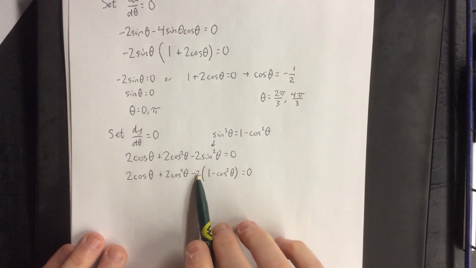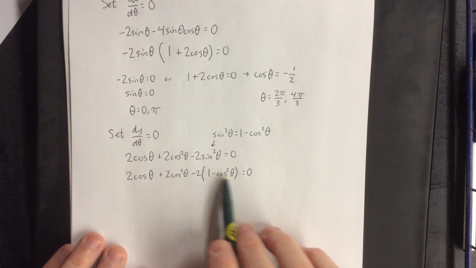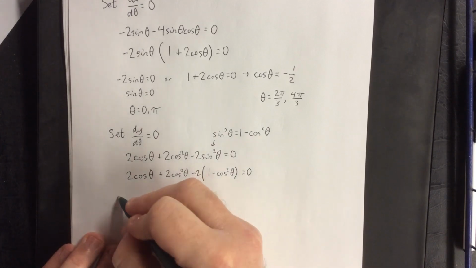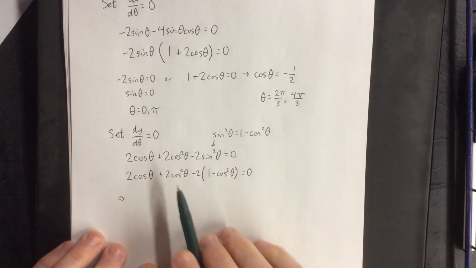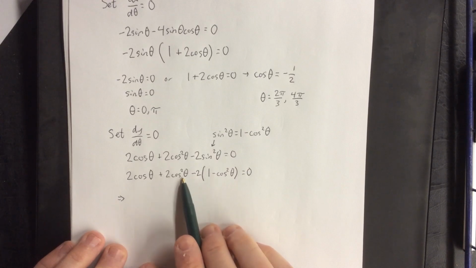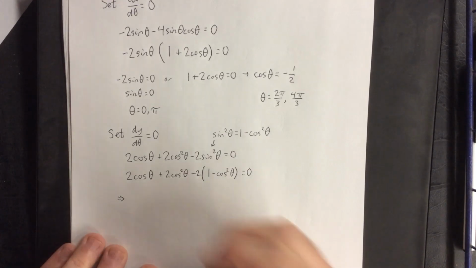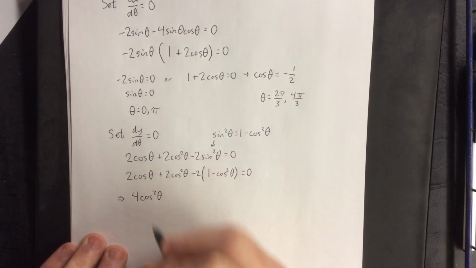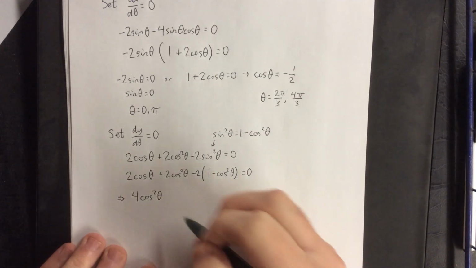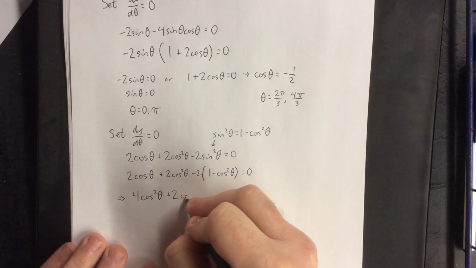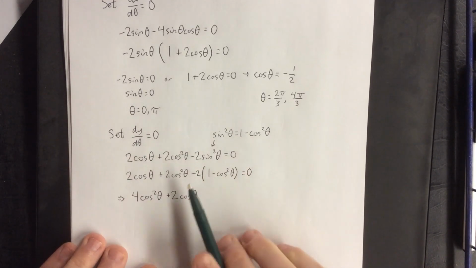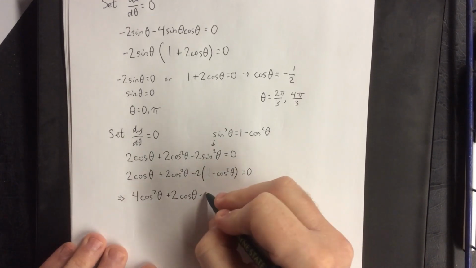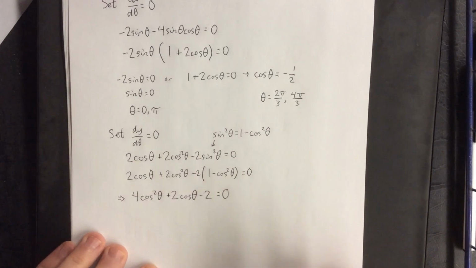If I were to distribute the negative 2 to these two terms and then combine all of the like terms, I'm going to rewrite it in a slightly different fashion. This will give us 2 cosine squared theta, and then this will be plus 2 cosine squared theta for a total of 4 cosine squared theta. And we'll also have the positive 2 cosine theta that we began with. And distributing this minus 2, we would get a minus 2 for a constant term.